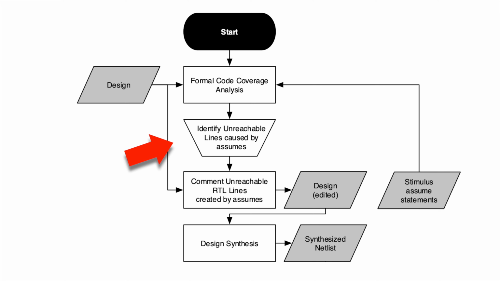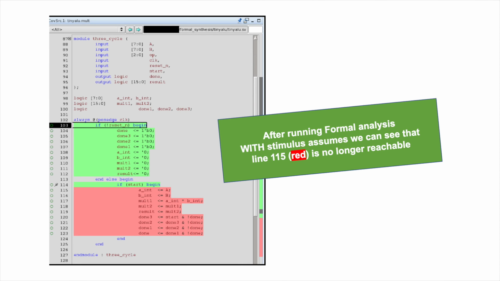Then we're going to take the design and comment out all of the unreachable RTL lines caused by those assume statements. We'll have a new RTL that's edited with just comments. Then we're going to run synthesis and we'll have a synthesized netlist. When we run that flowchart doing VC Formal analysis with the stimulus assume statements on it, we can get that lines 115 through 123 are unreachable because of those assumes. We can use this information to figure out what we should comment out from the source RTL.